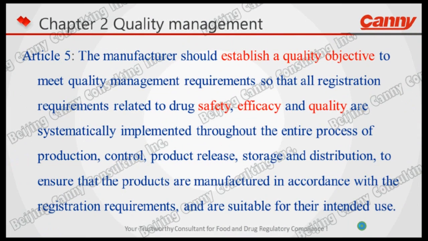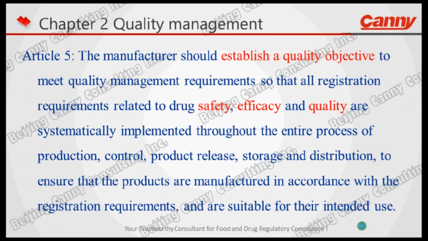In Article 5, it says the manufacturer should establish a quality objective to meet quality management requirements so that all registration requirements related to drug safety, efficacy, and quality are systematically implemented throughout the entire process of production, control, product release, storage, and distribution to ensure that the products are manufactured in accordance with the registration requirements and are suitable for their intended use. So it means you should have a quality objective.